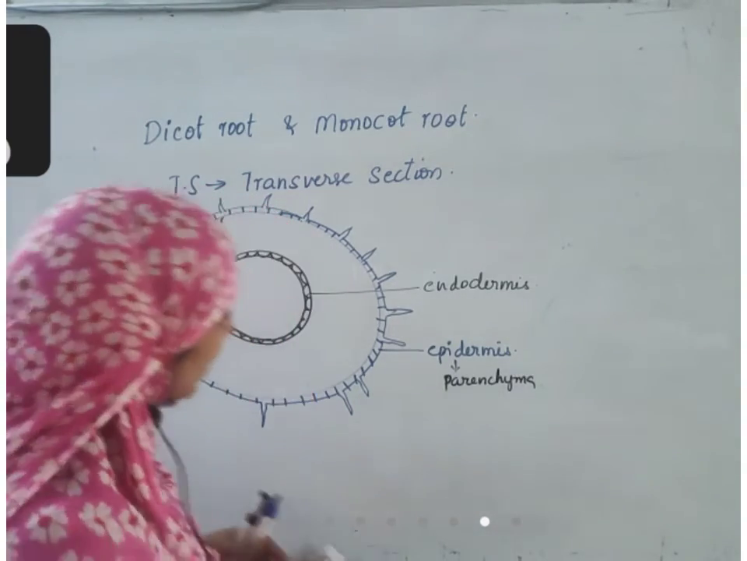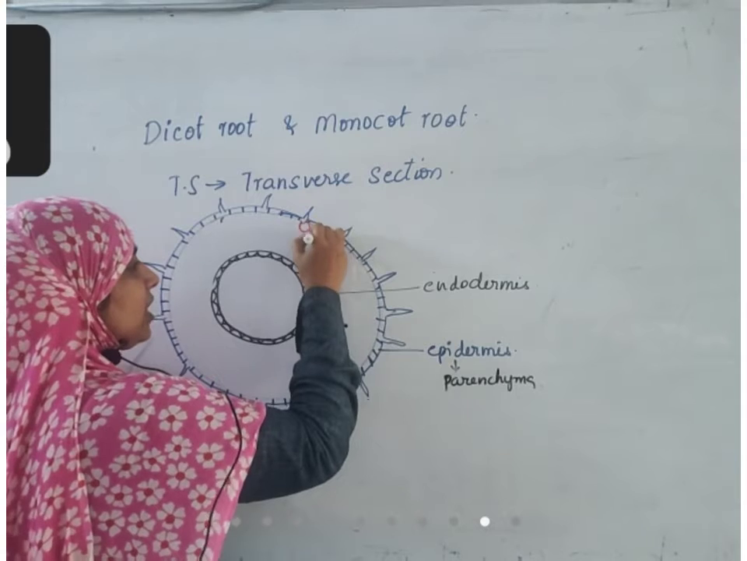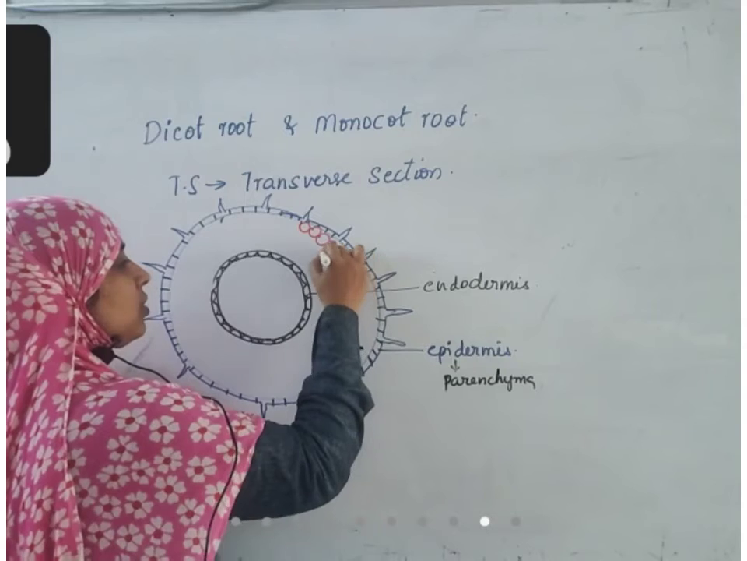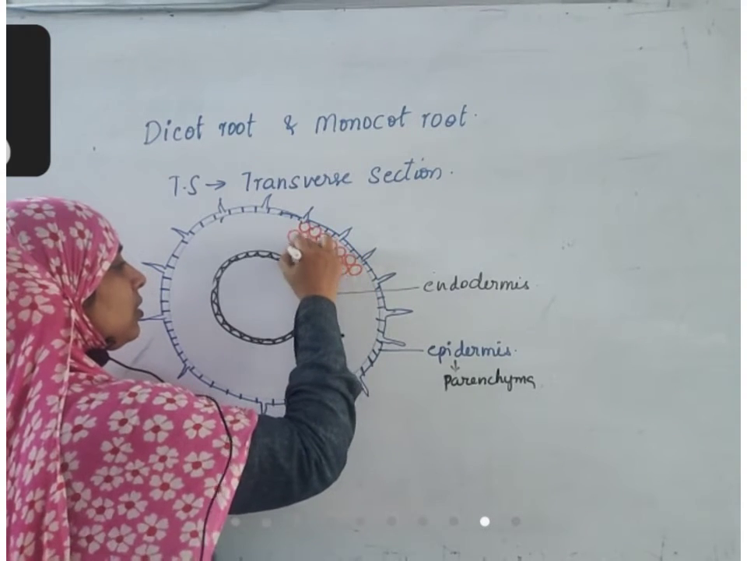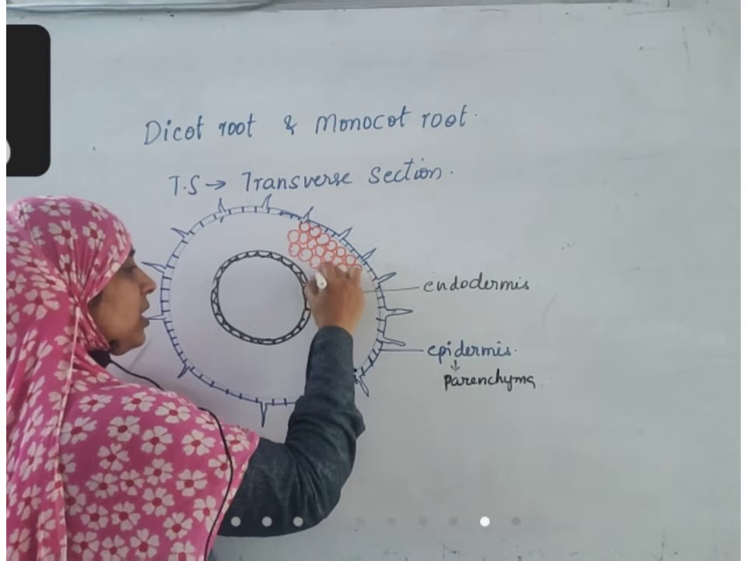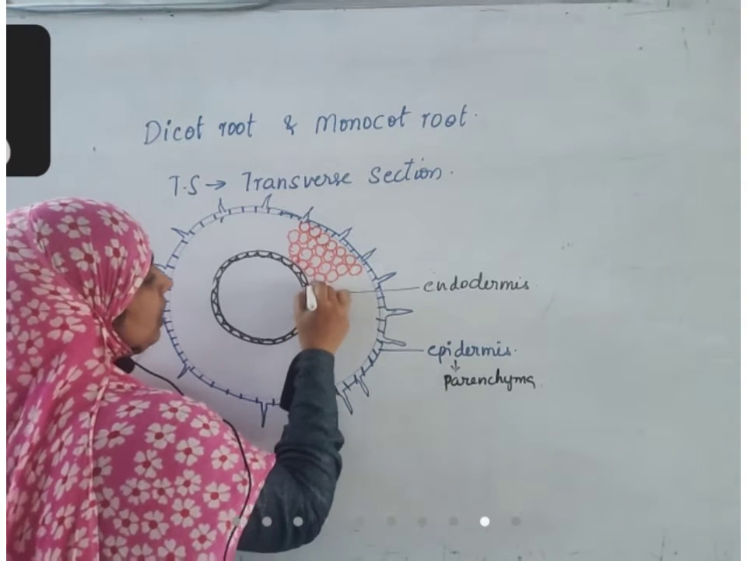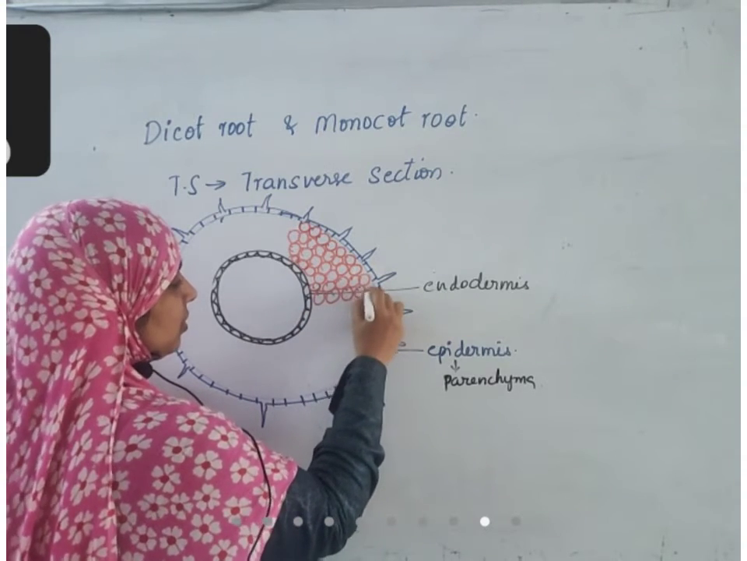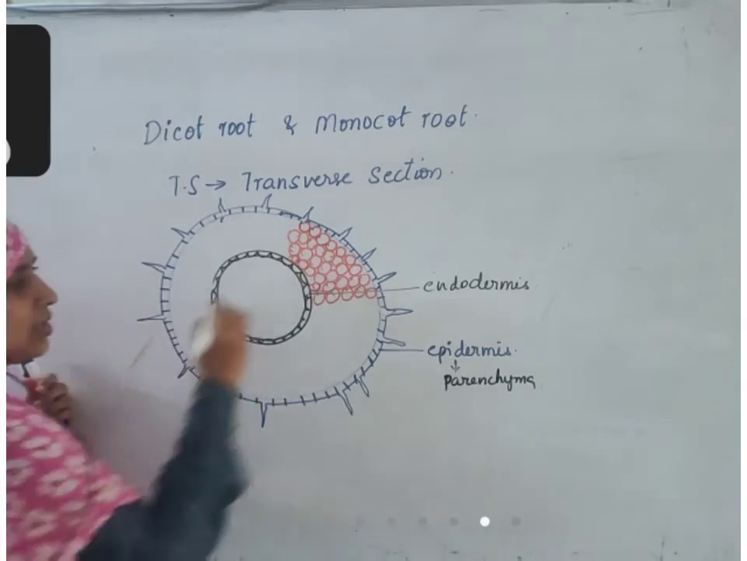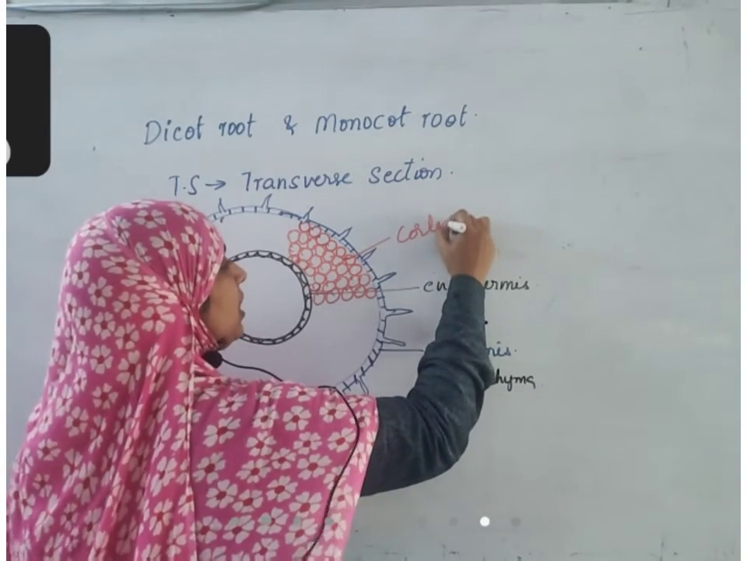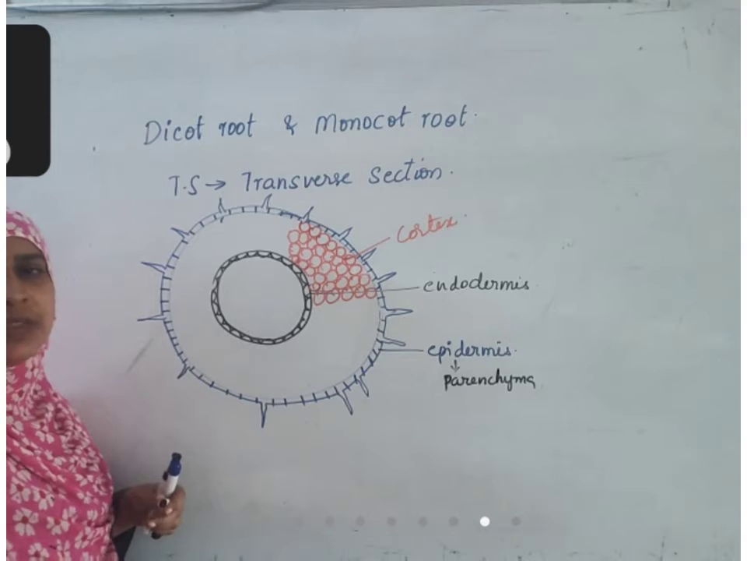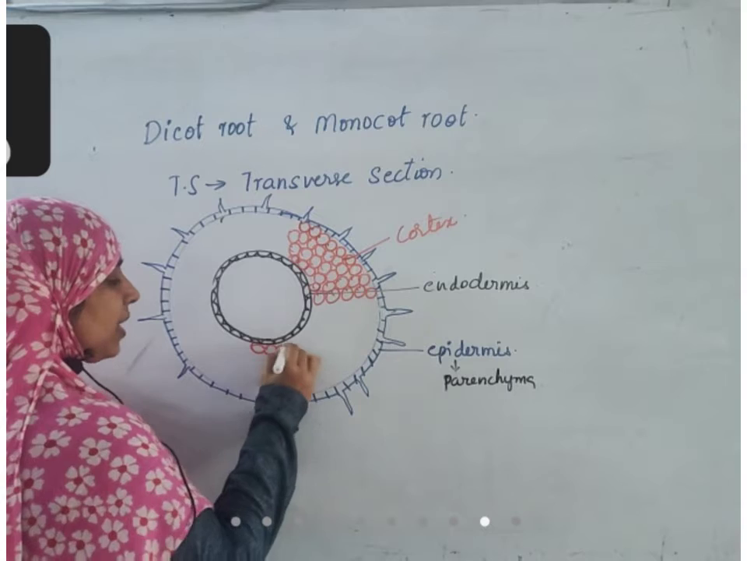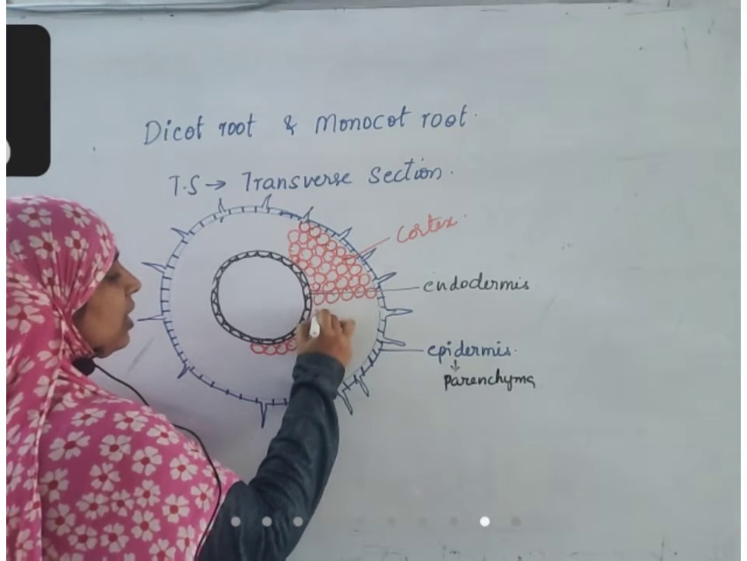All the cells that are present in the middle are loosely arranged. They are not tightly arranged. There is space between them. That is the cortex. Yesterday we saw it is a part of ground tissue. Ground tissue means it can be made from parenchyma, it can be made from collenchyma, anything.